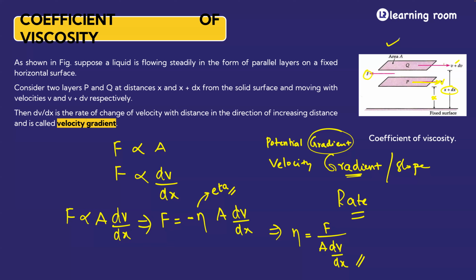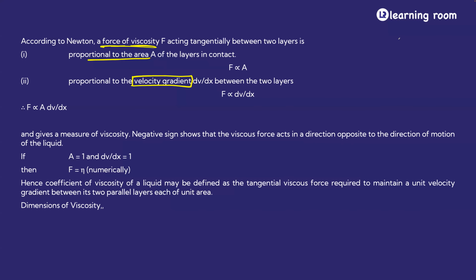Shall I proceed? If you see, what did we write? F is equal to, if I remove the minus sign, I can write it as eta into A into dV divided by dx. Now, I want to give a definition to this coefficient of viscosity. Listen to this carefully. For the coefficient of viscosity, which parameter do you think is supposed to be related? Which is the most important parameter?